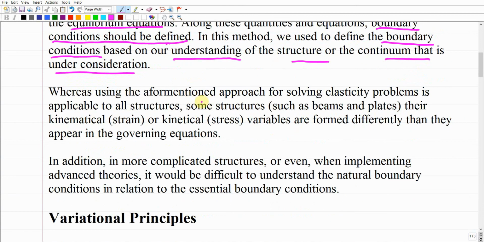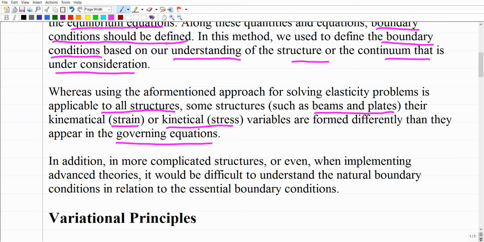Whereas the Newtonian method for solving elasticity problems is applicable, you could say, to all structures and materials. We can use it for any structure. Some structures, such as beams and plates, have kinematical variables, like strains, or kinetic variables, like stresses, that are formed differently than they appear in the governing equation.